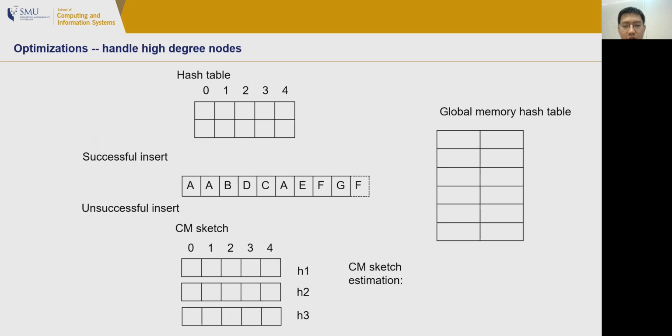Suppose the hash table size is 5 and the count-min sketch contains 3 hash tables of size 5 with independent hash functions. In the early stage of the insertion, the hash table is not full. We can continuously insert the new labels into the hash table. If the number of distinct labels exceeds the capacity of the hash table, we insert the label into the count-min sketch instead, and in the meantime, we record the accurate count of those labels in the shared memory, in the global memory.